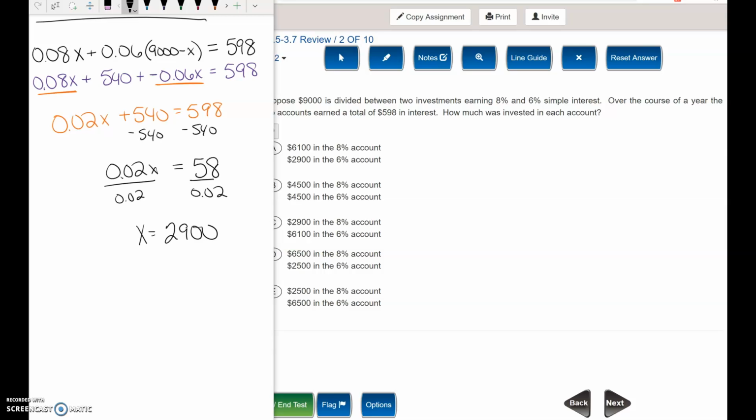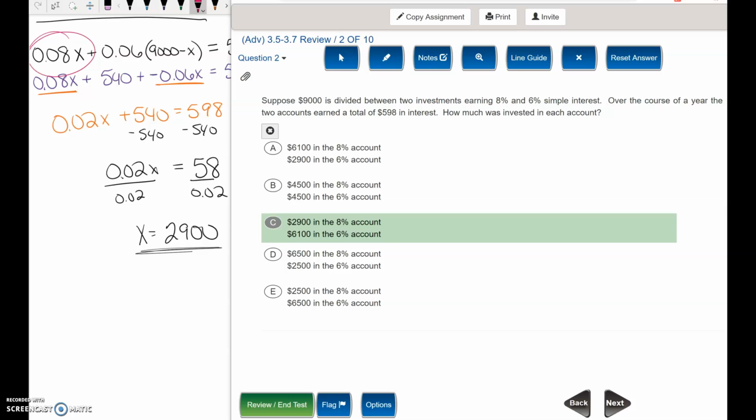Technically, you need to do more work, but if you get 2,900, that x, that's the amount that was in the 8% account. So this is the 8% account. Look at your options. There's only one option that says 2,900 in the 8% account. That would be your correct answer.